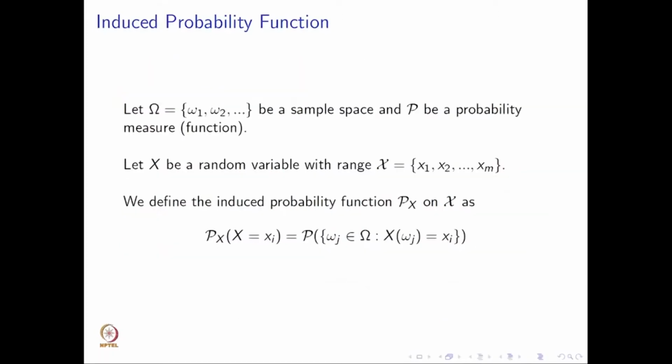From the previous example, we can define the concept of the induced probability function. Let omega be a sample space and P be a probability measure. Let X be a random variable which takes values in the range x1 to xm. The induced probability function P_X on X is defined as P_X(X = xi) equals the probability of the event comprising of the elementary outcomes omega j such that the random variable X maps omega j to the value xi.